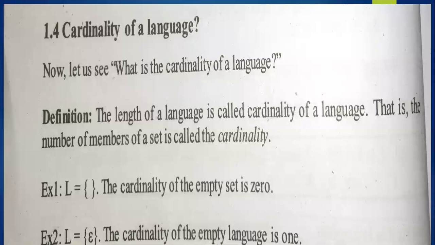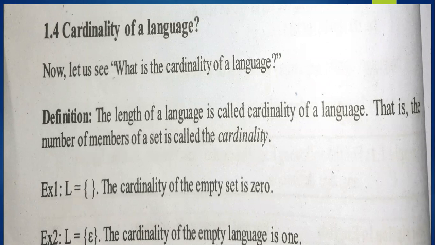What is the cardinality of a language? The length of a language is called the cardinality of a language. That is, the number of members of a set is called the cardinality. Here L is equal to nothing, so this is called an empty set, or null set. The number of elements inside this set will be 0.